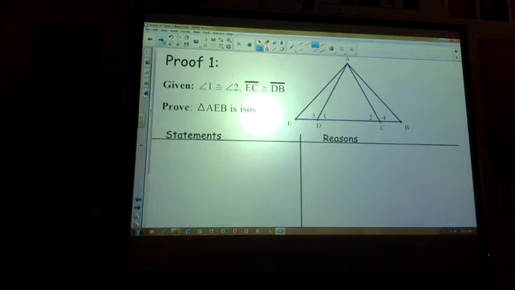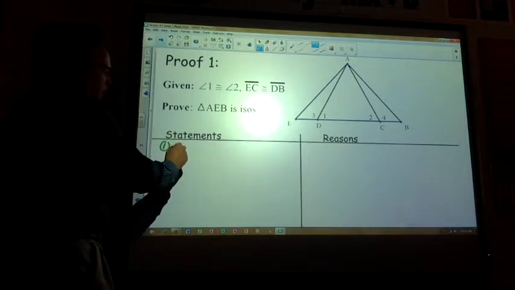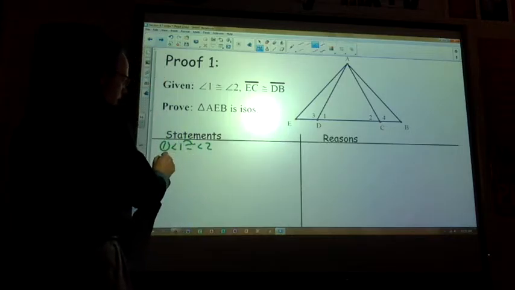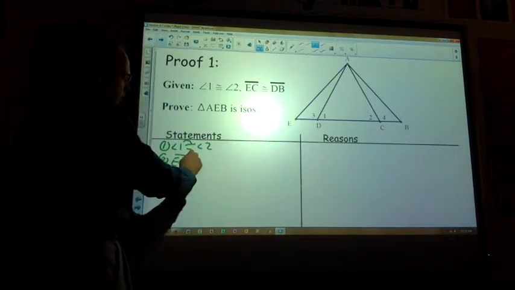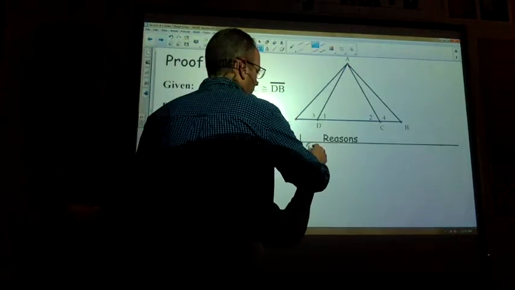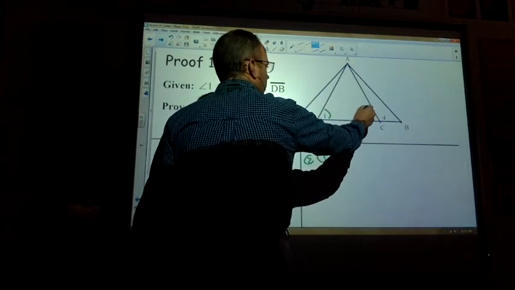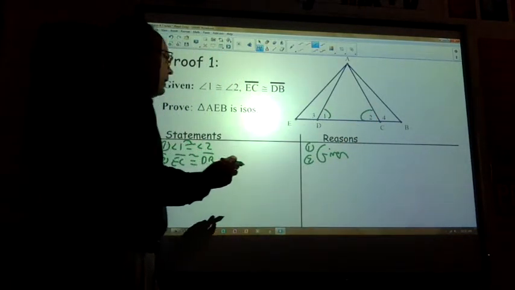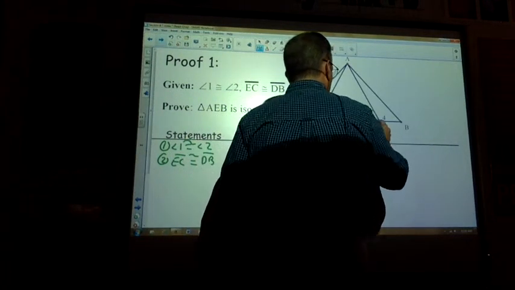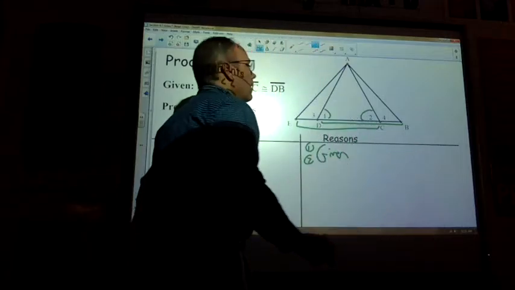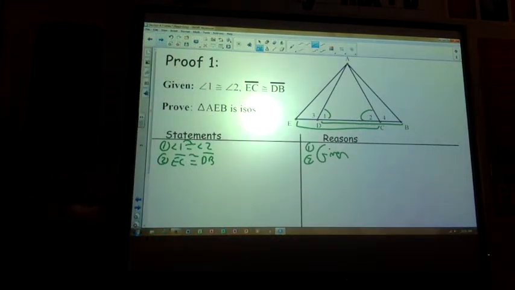Oh, yeah. All right, let me put the obvious. Let's figure out the rest. Angle 1 is congruent to angle 2. And EC is congruent to DB. And I got a given. EC, so here to here, is congruent to here. Okay, so let's start using some knowledge of an isosceles triangle. We wanted to show that AEB, that's the wider of the triangles, is isosceles.